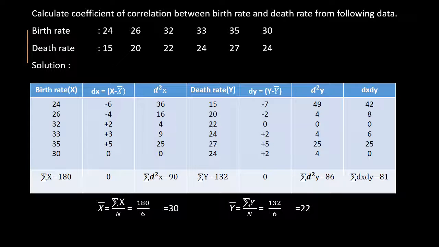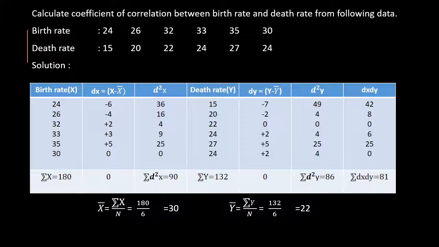So the formula is precisely explained in the example here. Here are two series. You can see birth rate and death rate. Birth rate is taken as the X series, death rate is taken as the Y series. Friends, you know very well, correlation is calculated when there is one independent variable and one dependent variable. So take birth rate as the independent variable and death rate as the dependent variable.